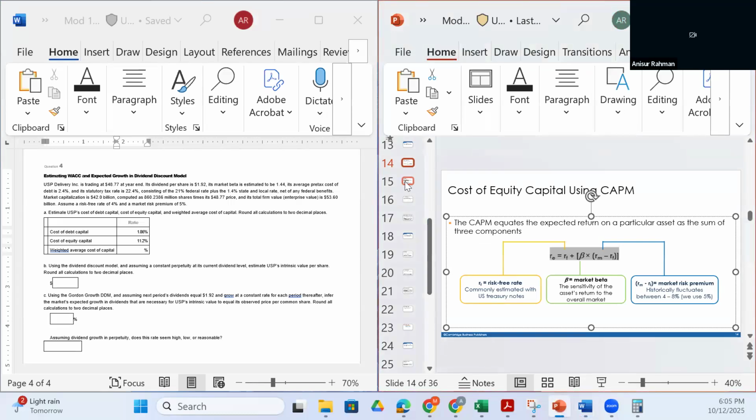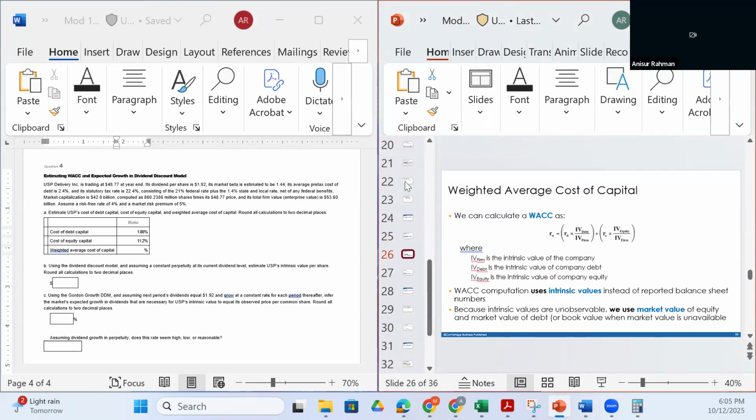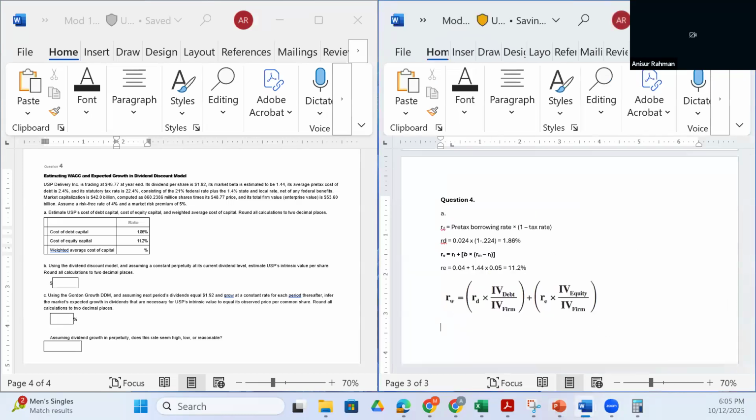So, and this is the formula for weighted average cost of capital. So RD, cost of debt, multiply by the weight of debt. What portion of the capital has been financed with debt, or in other words, the percentage of debt in the intrinsic value, plus cost of equity times percentage of equity in the intrinsic value. So I'm going to copy this formula, paste here.